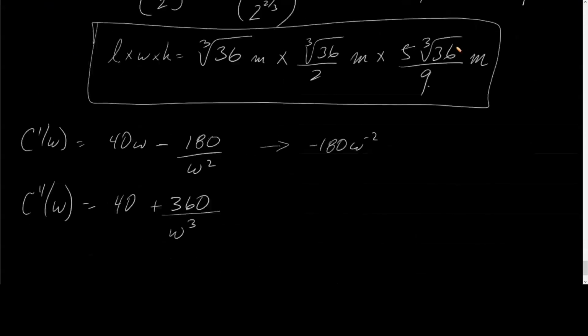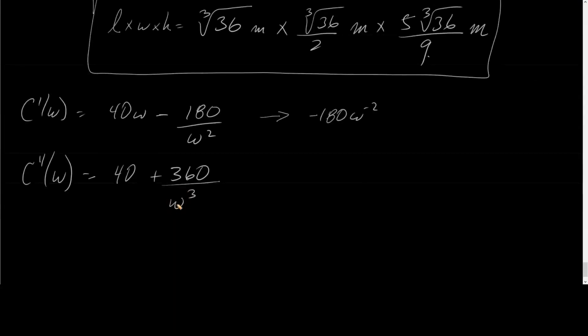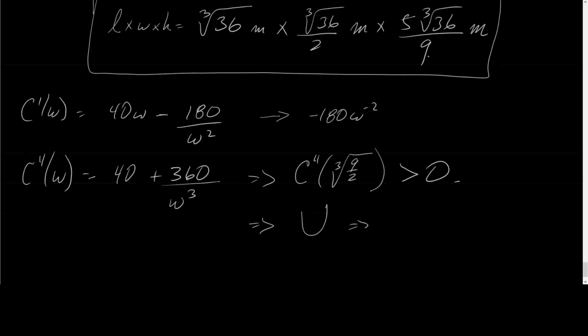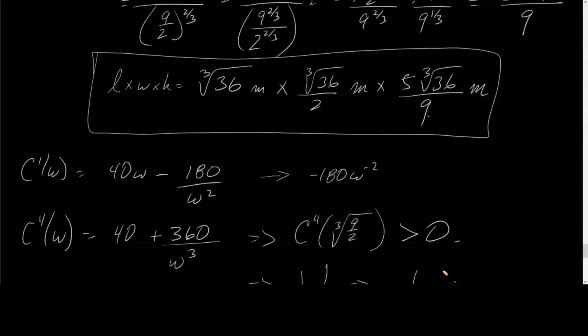Okay. Why do we care about that? If I plug in a positive value down here and I cube it, it's positive. 360 over a positive value, that's positive. 40 plus a positive value, in general, this is positive. So what I'm saying here is that C double prime of the cube root of 9/2 is greater than 0, which tells us that we have a positive concavity, which implies that we have a relative minimum at our critical value. All right. So there we go. Those were the dimensions.